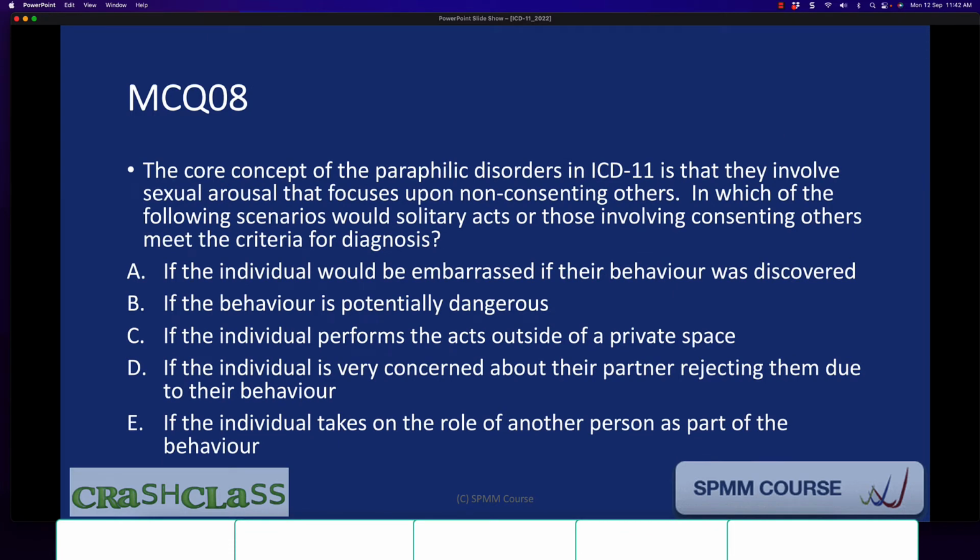Question number 8. The core concept of the paraphilic disorders in ICD-11 is that they involve sexual arousal that focuses upon non-consenting others. In which of the following scenarios would solitary acts or those involving consenting others meet the criteria for diagnosis? A. If the individual would be embarrassed if their behavior was discovered. B. If the behavior is potentially dangerous. C. If the individual performs the acts outside of a private space. D. If the individual is very concerned about their partner rejecting them due to their behavior. E. If the individual takes on the role of another person as part of the behavior.